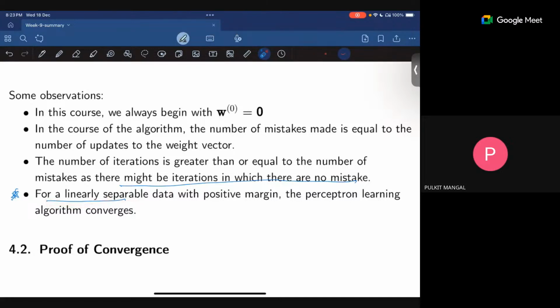So we were discussing that for a linearly separable data set with some positive margin, the perceptron algorithm will always converge. Now we will study the proof of its convergence, but the proof will not be asked in the exam. You should remember the inequalities that we are using and the final result about the number of mistakes. These two things you should remember for the exams, because some question might be asked from the inequality or from the number of mistakes.